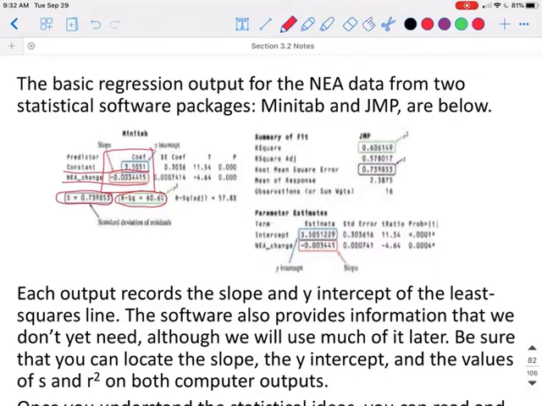For the JMP, they're going to give you the exact same information, and this time the column is going to say estimate instead of coefficient, but they will tell you your intercept, and they will tell you your slope. They will also tell you your R squared and your S value. Now there is a lot of other information on that screen right now that we're not going to use now, but we will use later on.